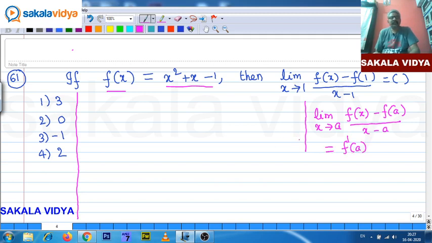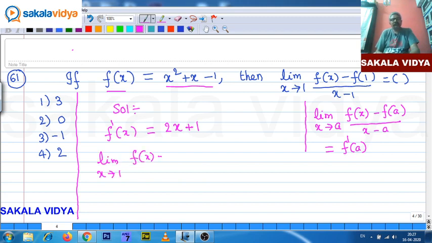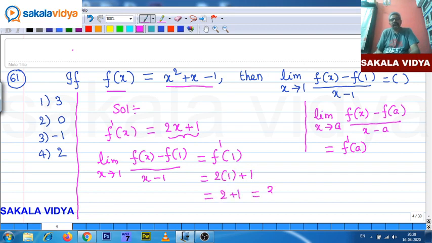That means the derivative of f of x at x is equal to a. So, if you want to find this, first let us find the derivative of this function. F dash x is equal to, x square differentiation 2x, x differentiation 1. Now, limit x tends to 1, f of x minus f of 1 upon x minus 1 equals f dash 1. That means, substitute x as 1: 2 into 1 plus 1. So, 2 plus 1 equals 3. That means option 1.